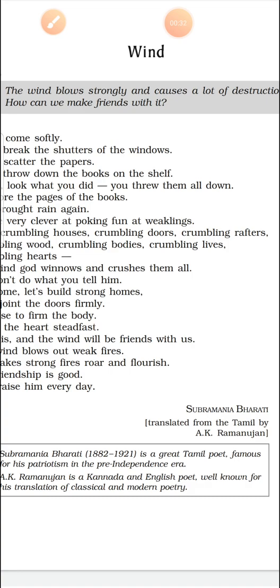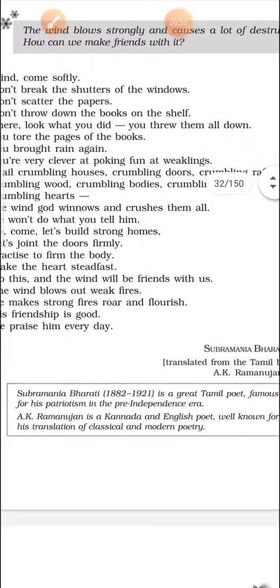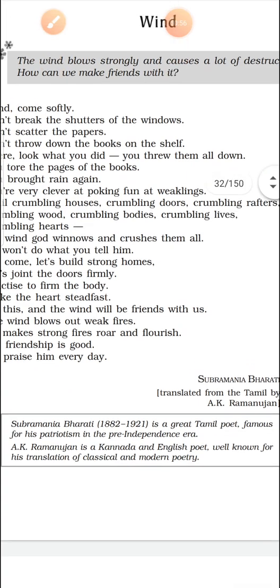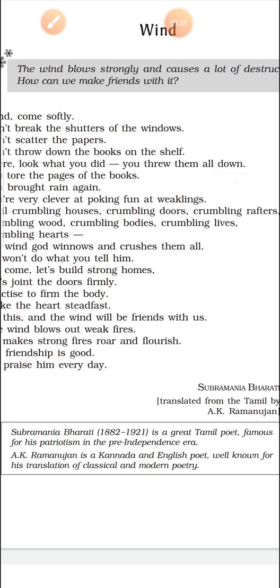Alright. There's a box given down here in your books. You can see here about Subramanya Bharti and A.K. Ramanujan. You can read it. Subramanya Bharti is a great Tamil poet, famous for his patriotism in the pre-independence era. And A.K. Ramanujan is a Kannada and English poet, well known for his translation of classical and modern poetry. Alright, so this is given about these two poets.